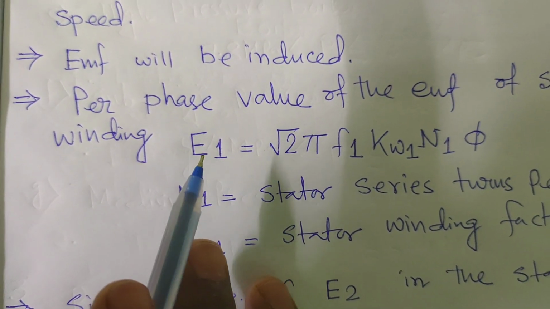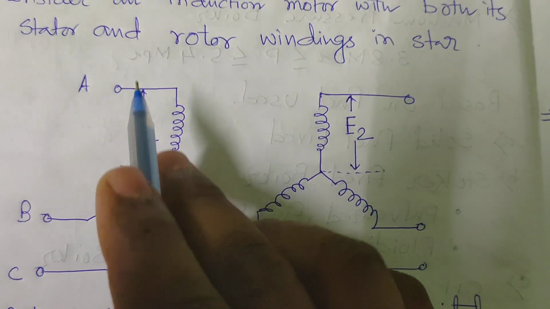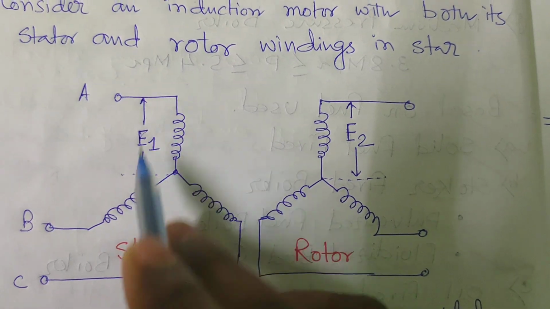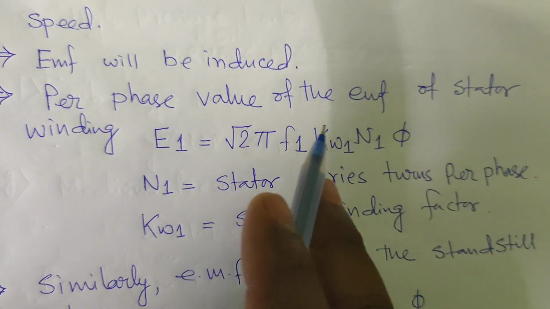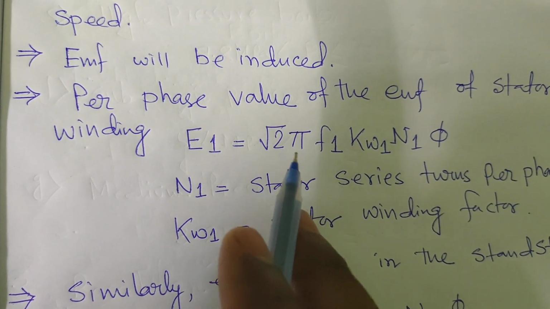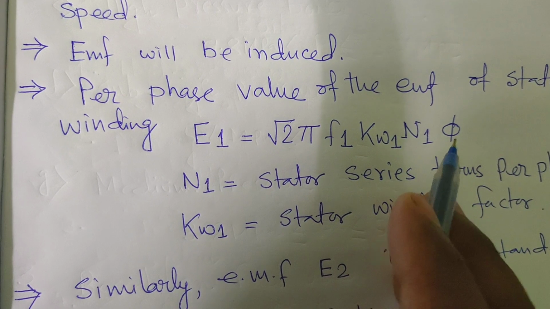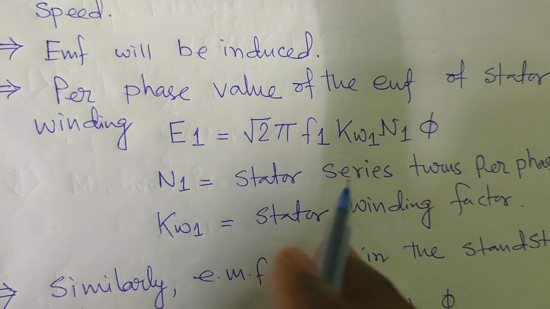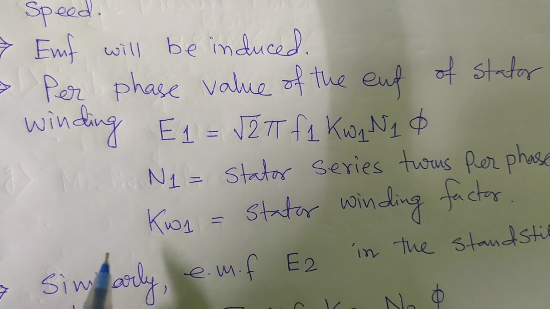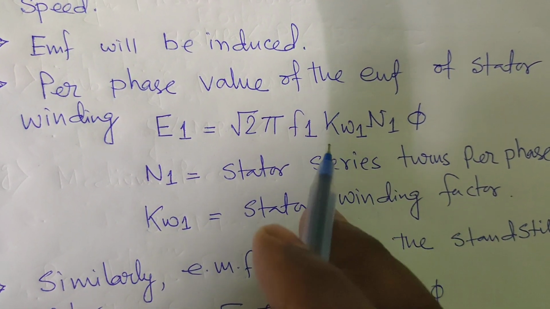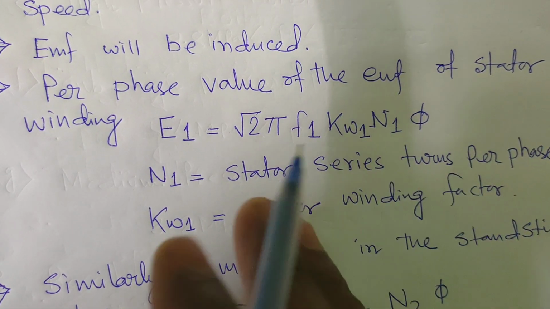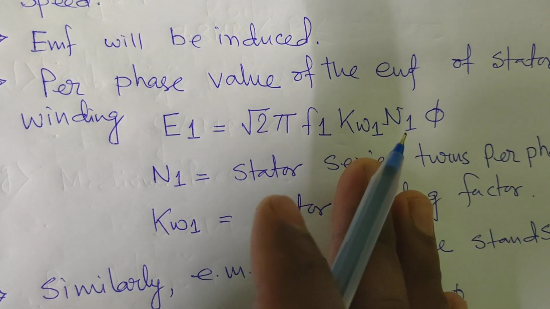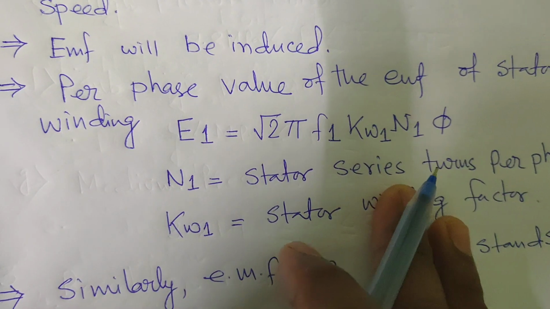We are discussing the per phase value. So for this per phase, from the neutral point, we are getting the E1. What is the formula of the E1? Per phase, the stator winding E1 equals root 2 pi F1 KW1 N1 phi. N1 is the stator series turns per phase, KW1 is the stator winding factor, F1 is the frequency, and phi is the flux of the stator, the flux cutting the stator.